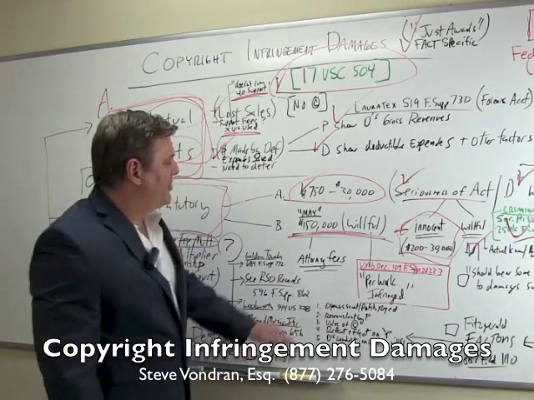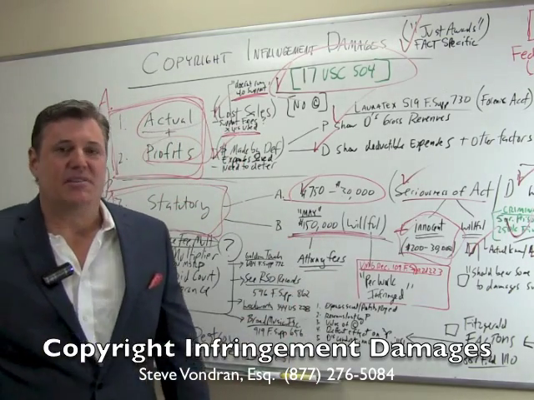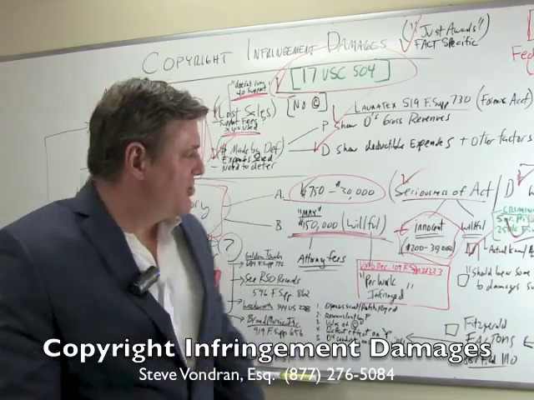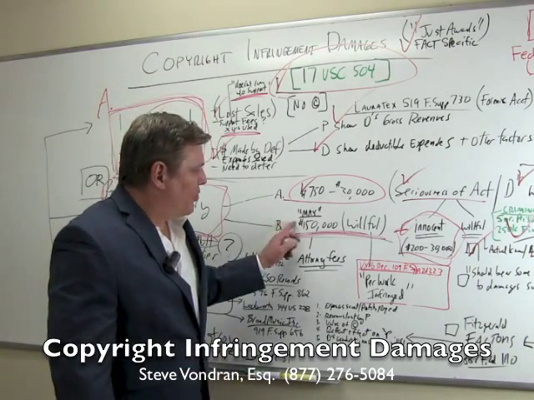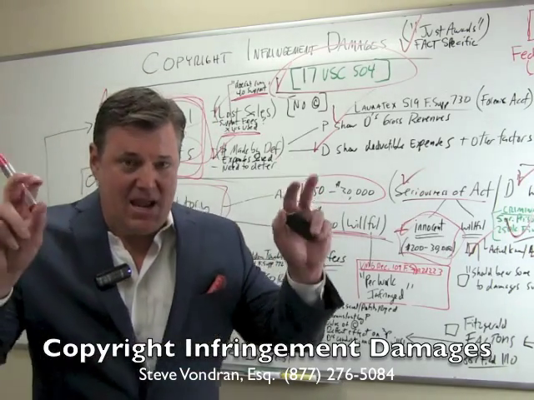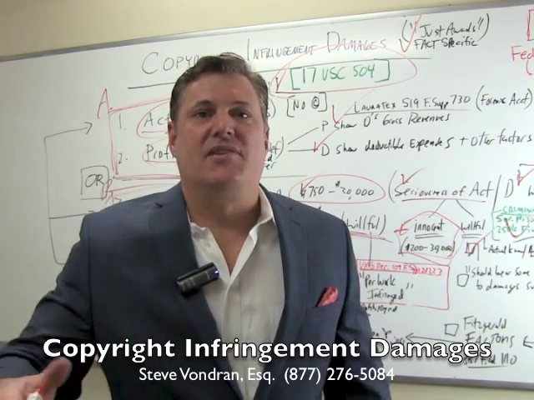If you have willful, if the plaintiff can show that, if the court agrees with that, if the jury agrees with that, the court may award up to $150,000. Now, people often ask me, $150,000 per infringement? No, it's $150,000 per work.